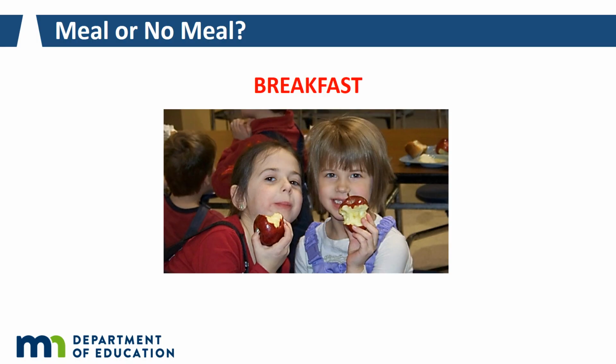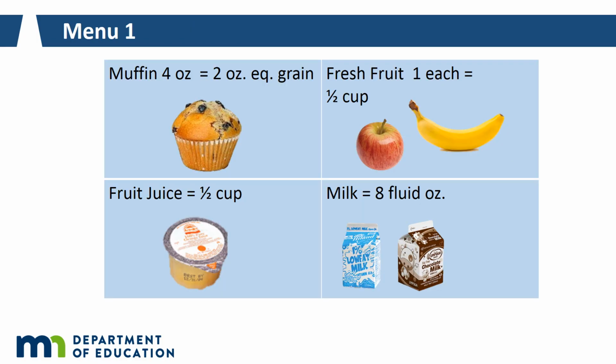Now let's put into practice what we've just learned by identifying reimbursable breakfast meals and menus. Here's a breakfast menu that includes a muffin, fresh fruit, fruit juice, and milk. Is this a reimbursable menu? Yes. The menu offers at least 4 food items and 1 full cup of fruit.